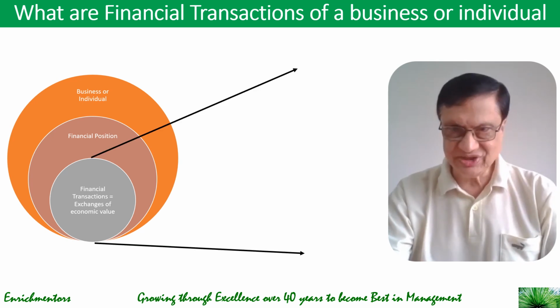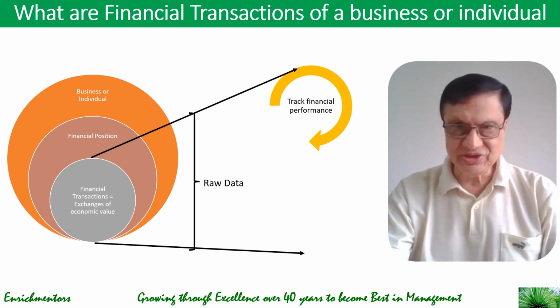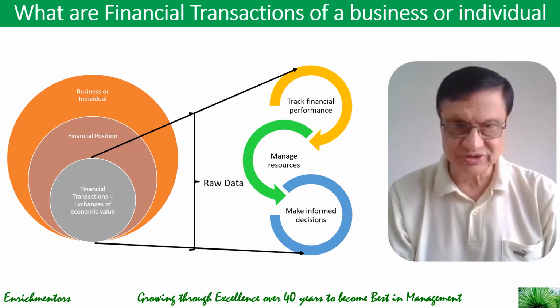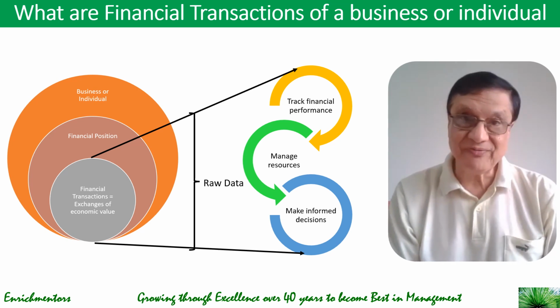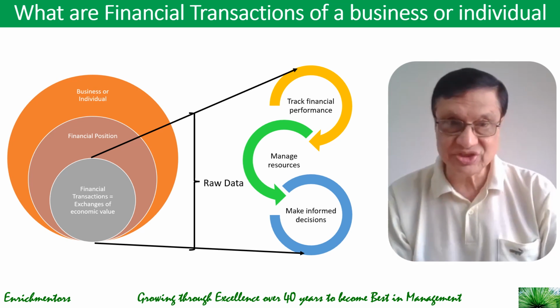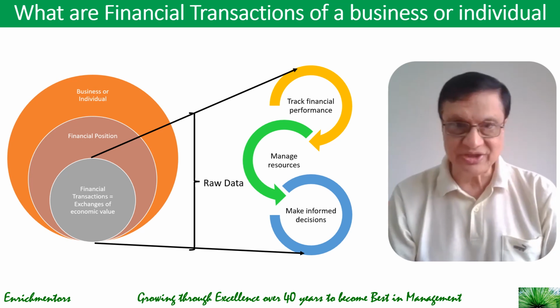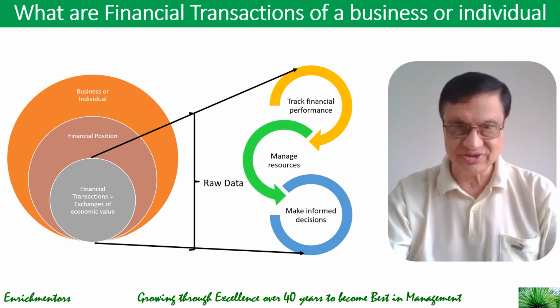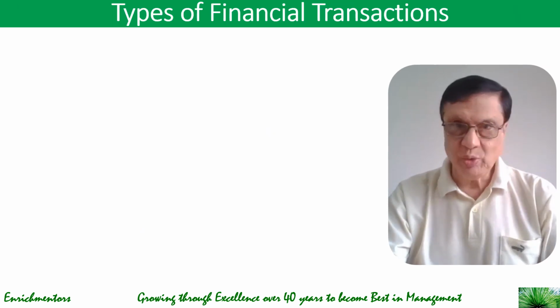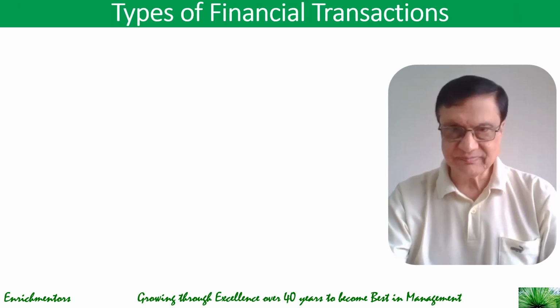Now, these transactions are fundamental to accounting and finance. Why? Because they provide the raw data needed to track the financial performance, manage resources, and make informed decisions. So you cannot have financial decisions taken without proper accounting. So accounting is the foundation of doing financial transactions. Hence the raw data. Now, what are the types of financial transactions? There are many types that we will talk to you about.